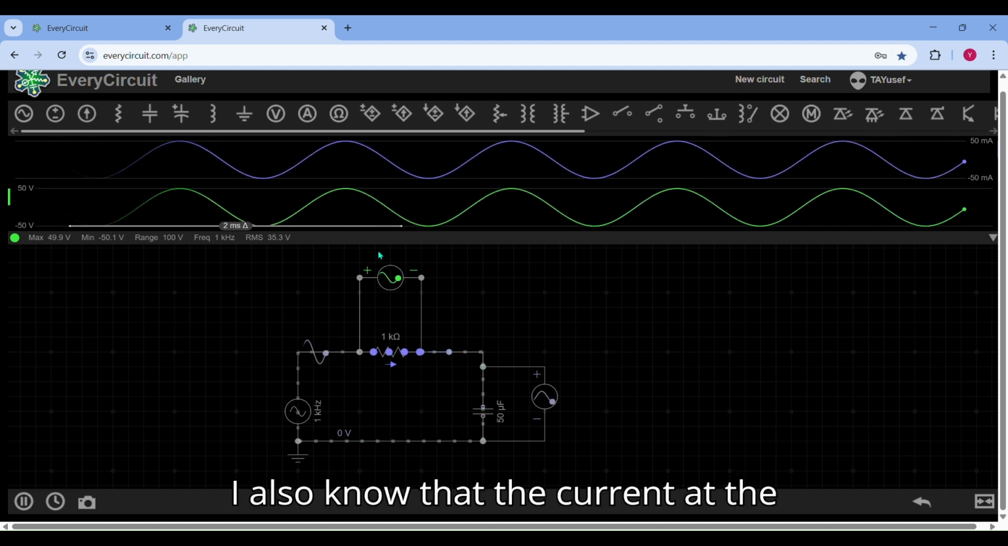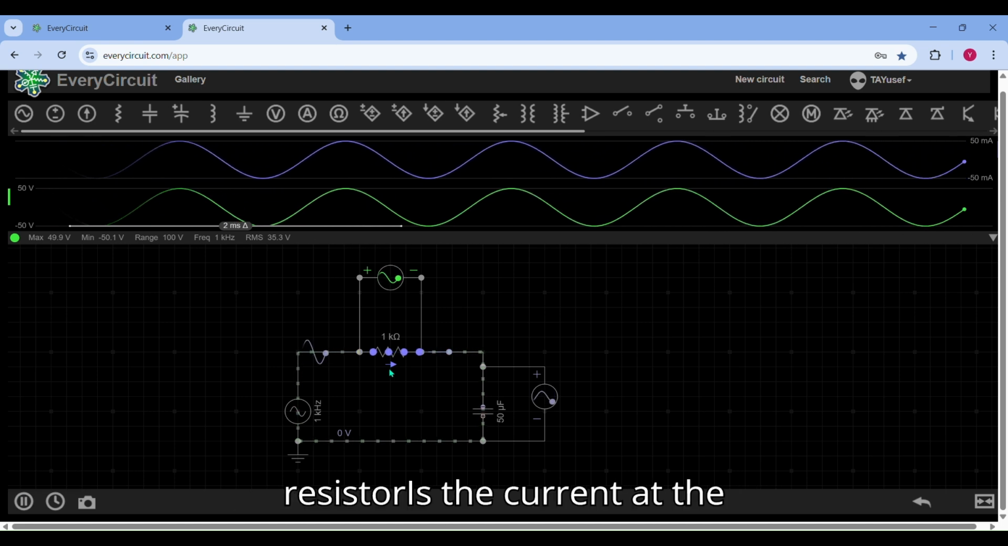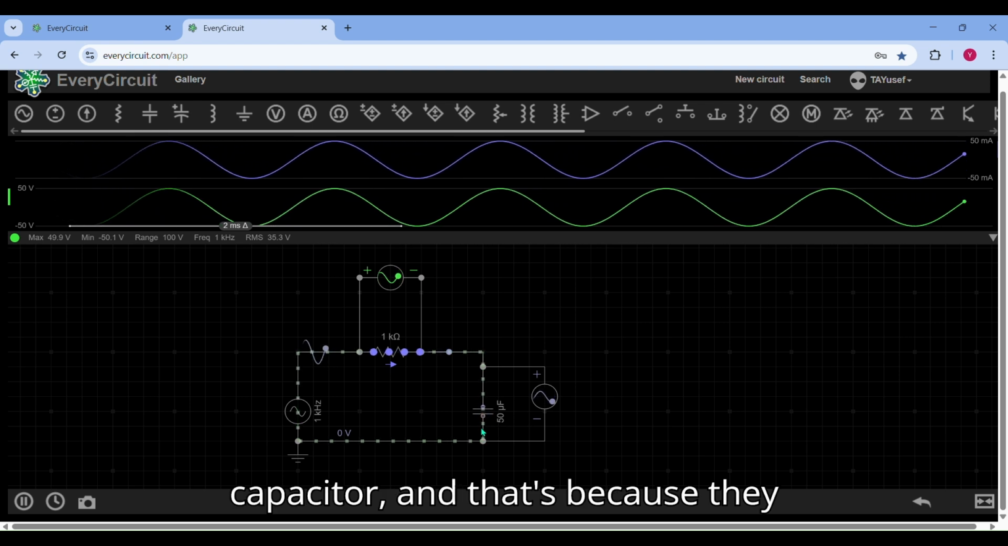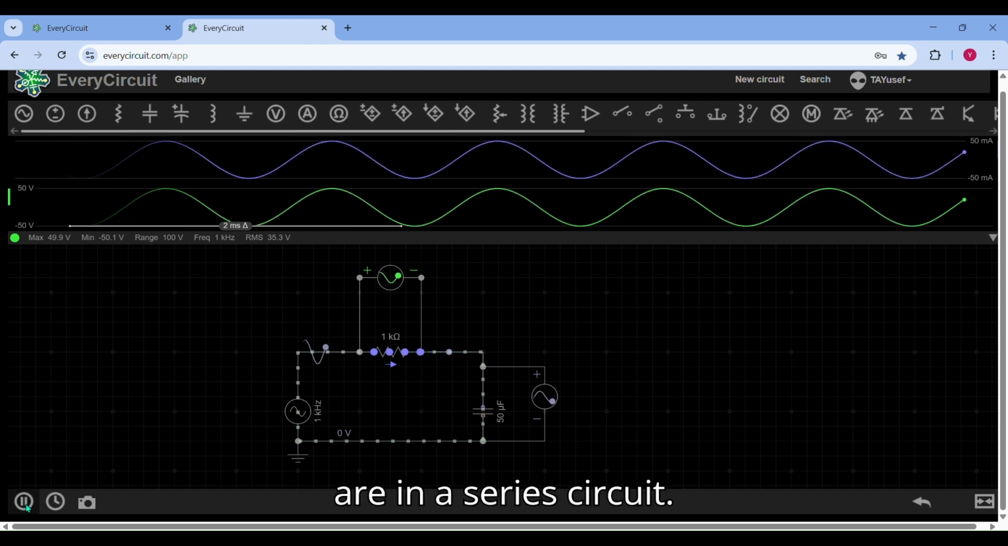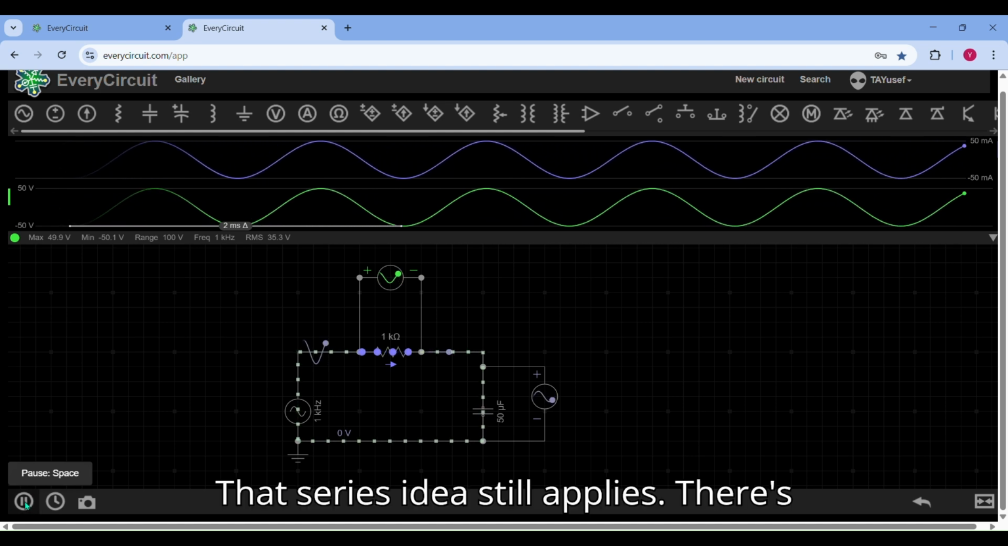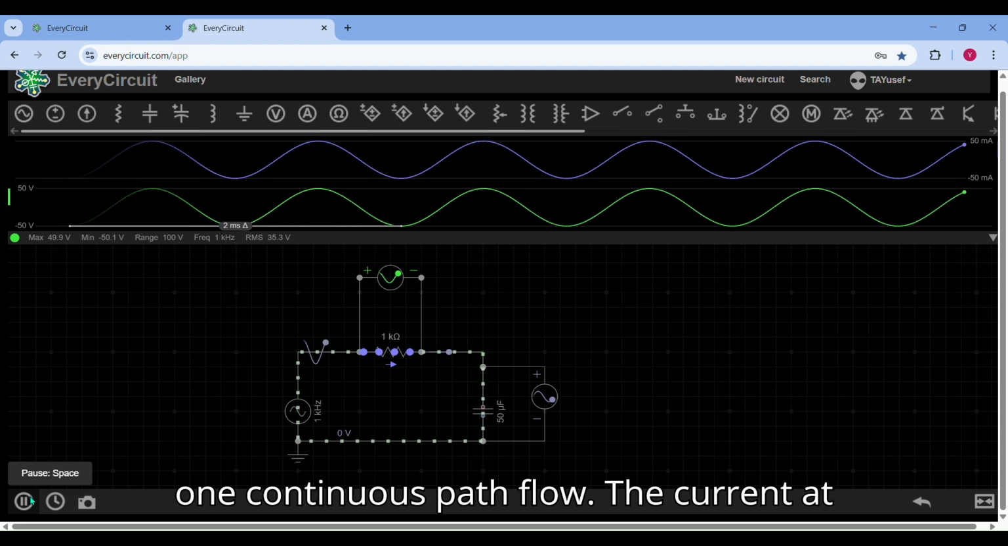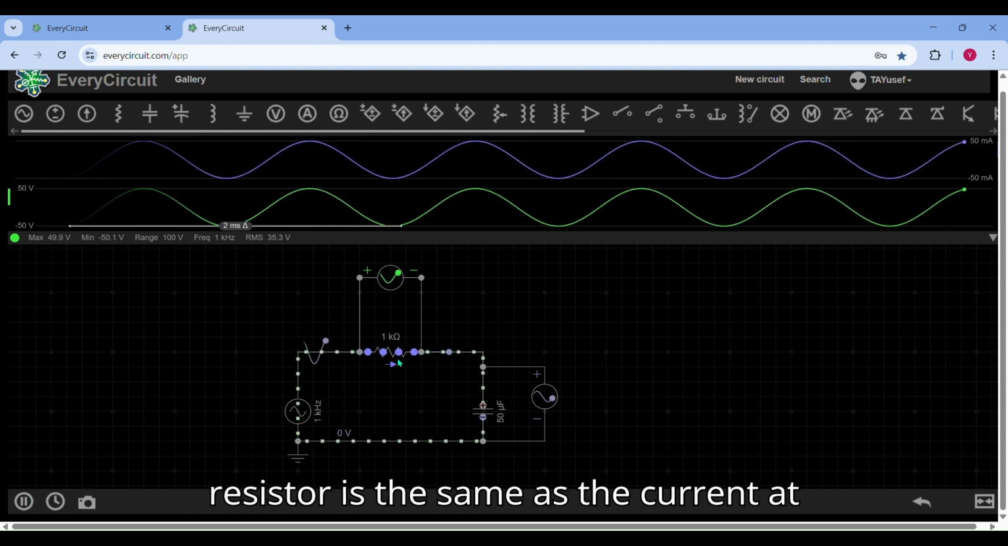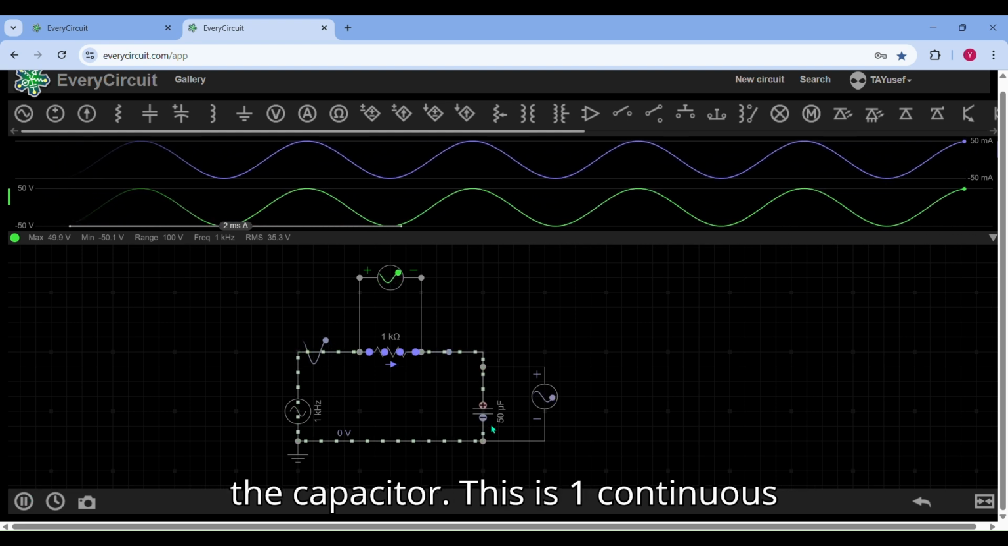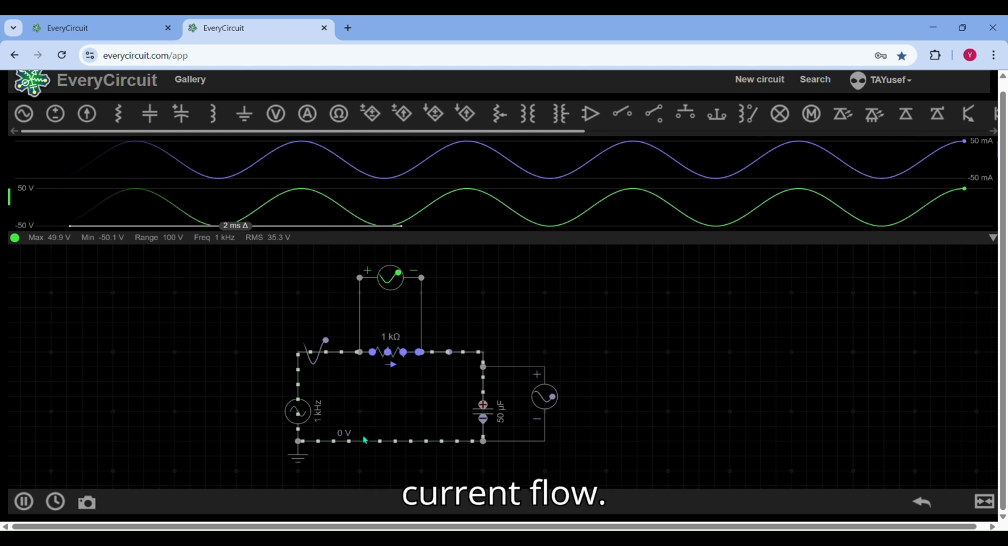I also know that the current at the resistor is the current at the capacitor. And that's because they are in a series circuit. That series idea still applies. There's one continuous path of flow. The current at the resistor is the same as the current at the capacitor. This is one continuous current flow.